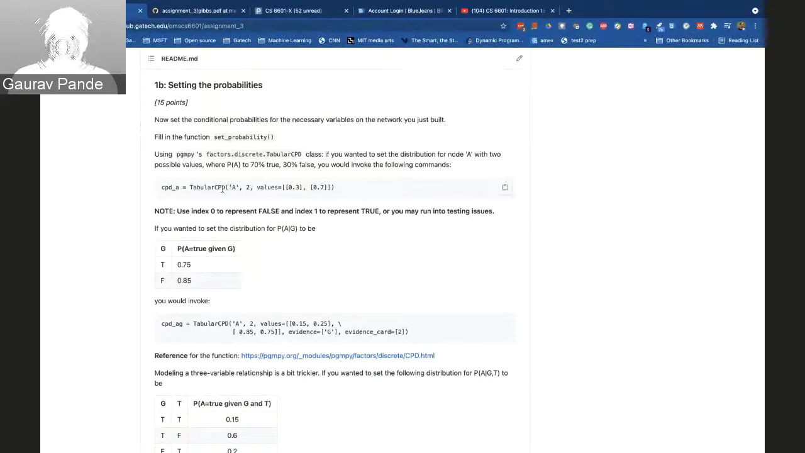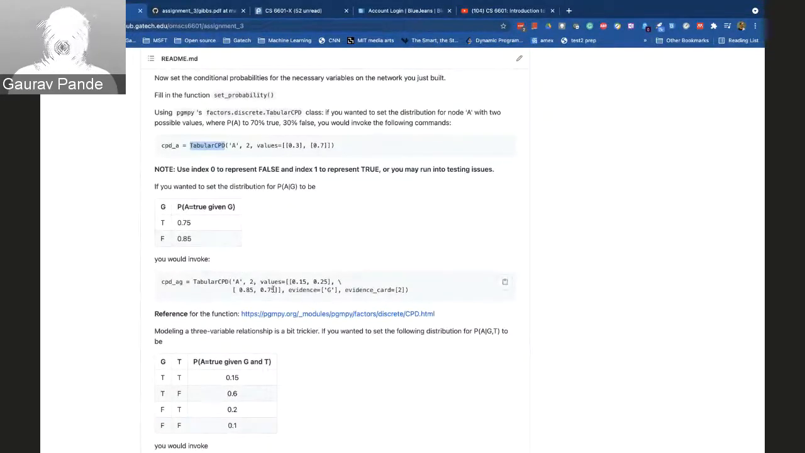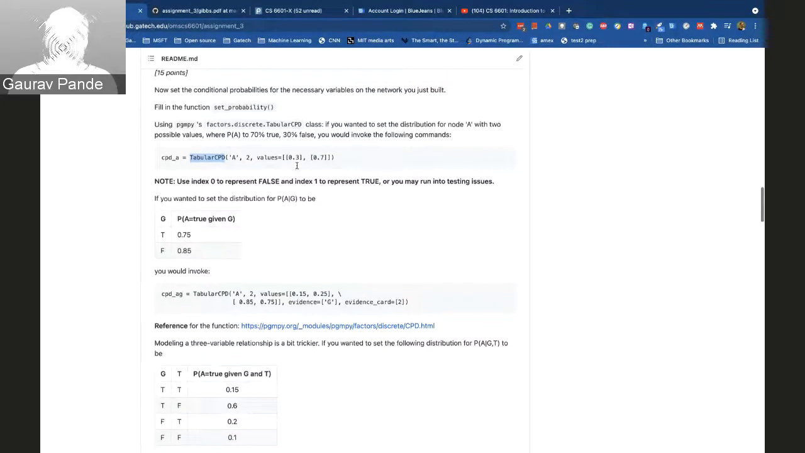The way to do it is by calling this particular class here. You can read about the details of this class, like what each point here means and how to put the values in, and you can refer to the library link provided here. One thing to note is that index 0 represents false and index 1 represents true.